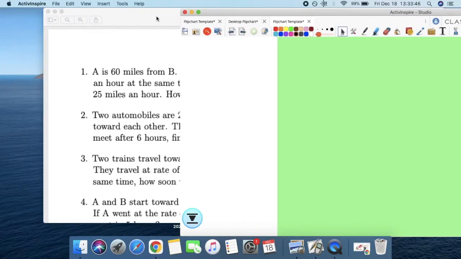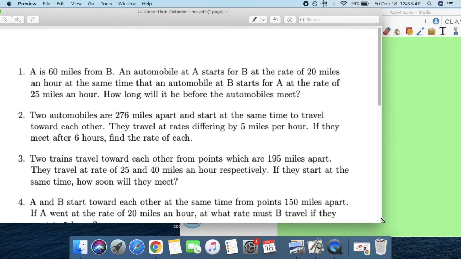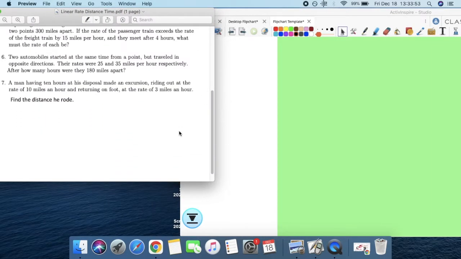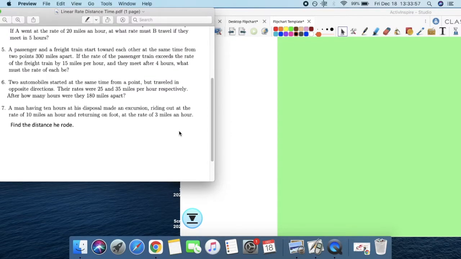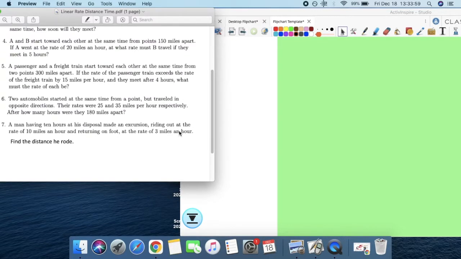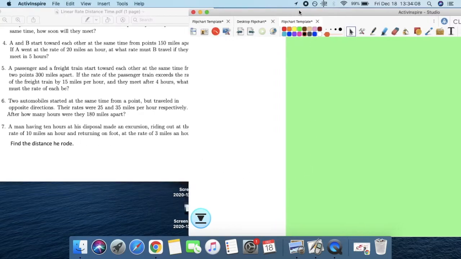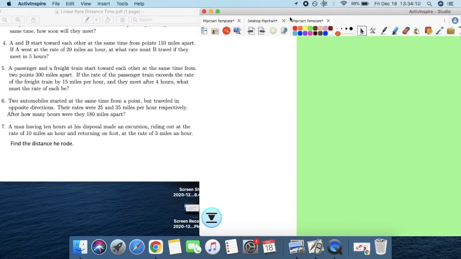So a couple of comments. I found out that there's a second page that I didn't assign and I just forgot to see it. So we'll do the first 7 and on Monday you'll do the second page. For question 7, I just fixed it. The sentence that was missing was to find the distance he rode. So let's get started.